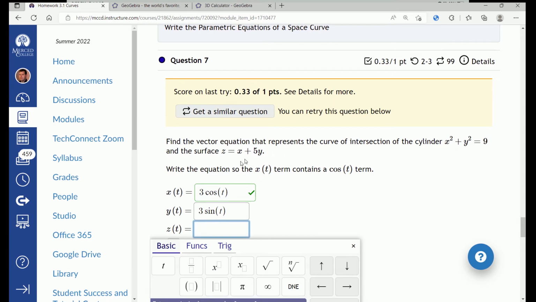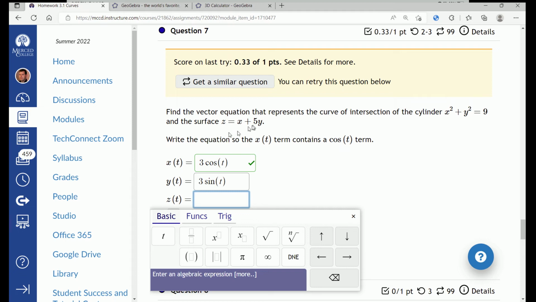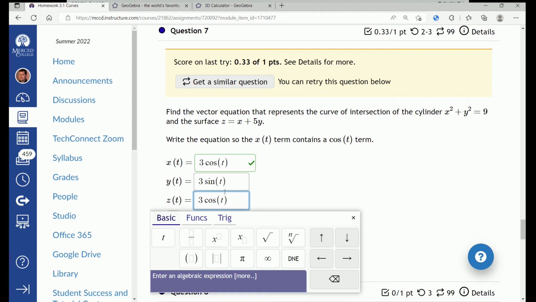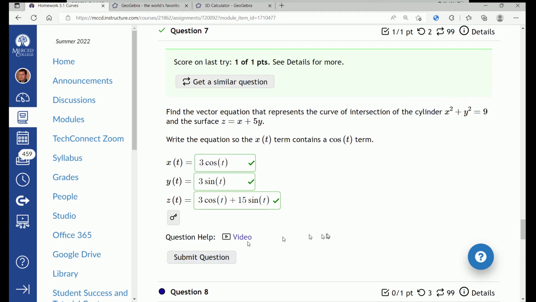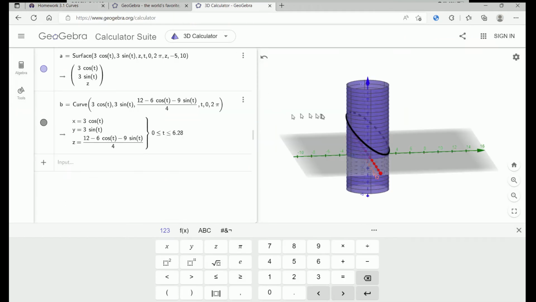Then you plug those into the equation of the surface, where z is supposed to be x plus 5y. Well, x is 3 cosine t from above, and then plus 5 times 3 sine t, which is 15 sine t. I didn't even have to write anything; I'm able to do this by hand, and it's that easy. If I plot this, it will look pretty much like this one, although if you just plot the curve, you're just going to get the slanted curve here. You're not going to see the cylinder unless you plot the surface and the curve.